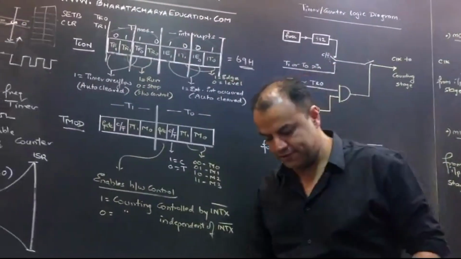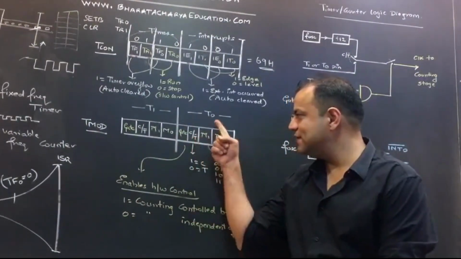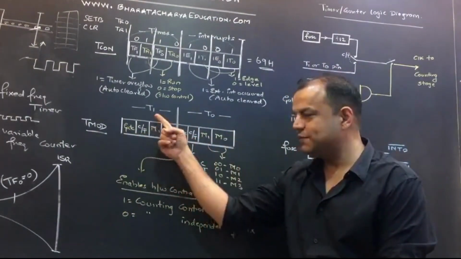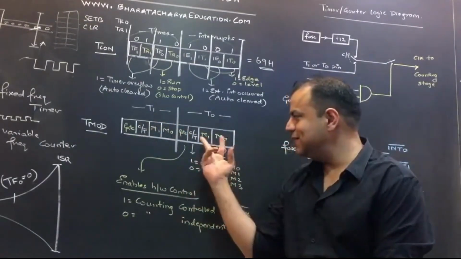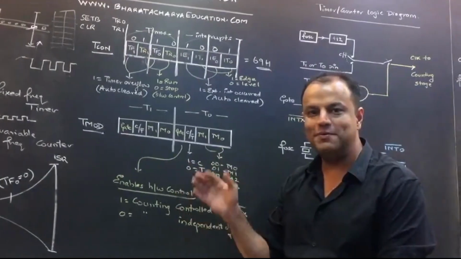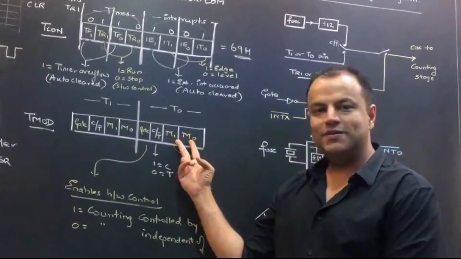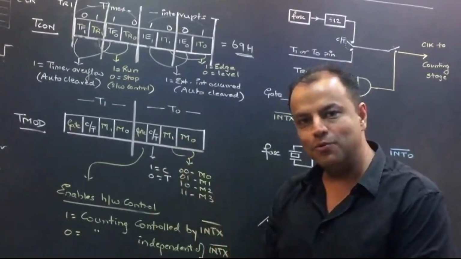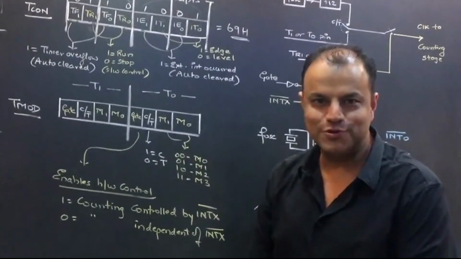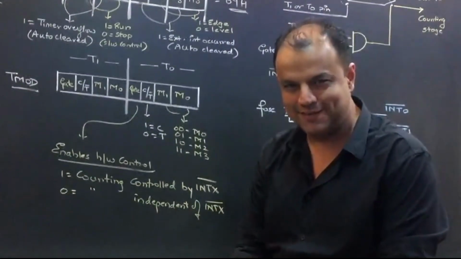The good thing is, it's an 8-bit register. 4 bits are for timer 0. 4 bits are for timer 1. As you can see, they are identical bits. That means you don't have to learn 8 bits. Learn 4 bits. The same thing applies to timer 1. These 2 bits, M1 and M0, decide the mode. Come on, you're smart enough. I'm sure. Why are there 2 bits? Because there are 4 modes.